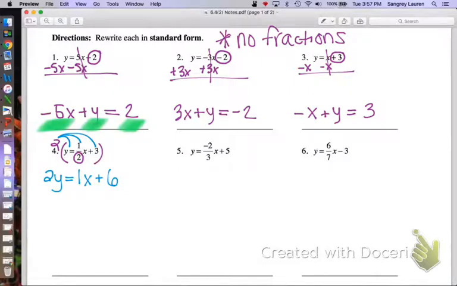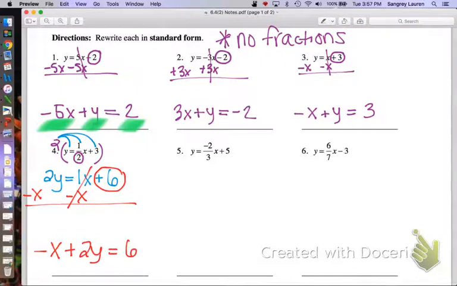But we still want this to be in standard form, so we need the number to be by itself, which means this positive 6 needs to be alone. So I'm going to have to subtract this x from both sides to get that 6 by itself. So we want the x's to be written first, so we have negative x plus 2y equals 6.